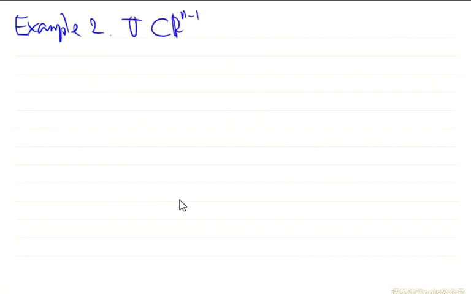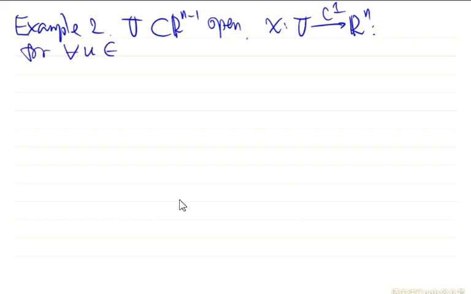Now we consider another example. Suppose U is an open set in Rn-1, and our X is a map from U to Rn. It's a C1 map, continuously differentiable. For any u in this set, we assume that the rank of the derivative of the map X at the point u is n-1.